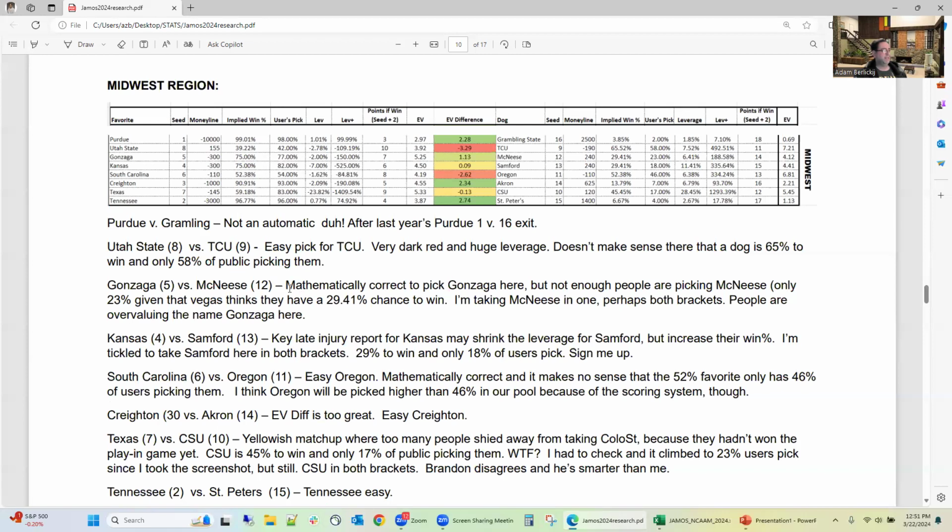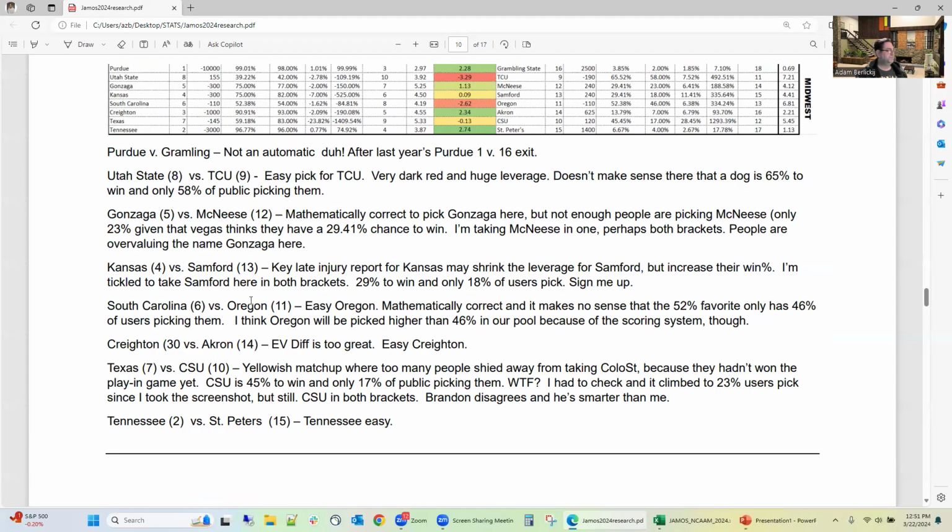Gonzaga versus McNeese. It's mathematically correct, 1.13 to pick Gonzaga. The thing that's just fishy is that not enough people are picking McNeese. If you notice the users' pick, only 23% of people are picking them despite them having a 29% chance to win. That sounds very tasty to me. I might take McNeese in one bracket, if not both. I don't know how I feel about that. I might take it in both, because my goal is not to finish in the top 1/3. I want to get in the top 1% of our pool.